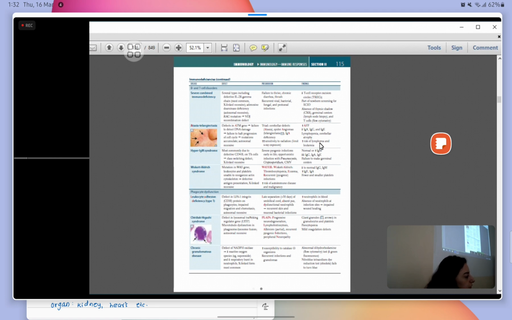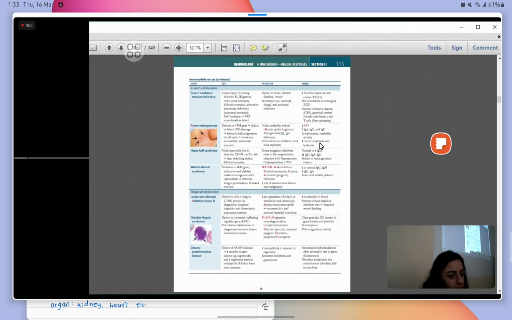CD40 ligand is on the T lymphocytes and CD40 is on the B lymphocytes. In hyper-IgM syndrome, we have deficiency of CD40 ligand, which means that co-receptors, which are crucial for the activation, are deficient, and you are not able to cause the isotype switching in the B lymphocyte. So if you check the blood, you will see that all the antibodies are low in level, but IgM is high because IgM doesn't need isotype switching to be produced. Okay, so that is why we have hyper-IgM syndrome.